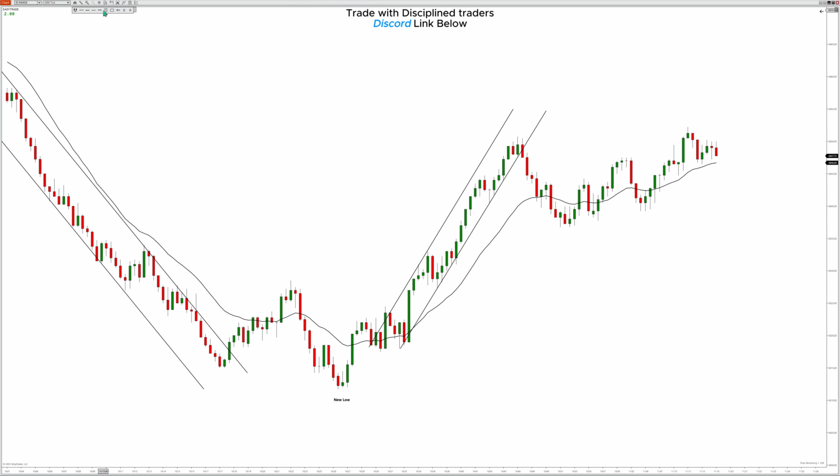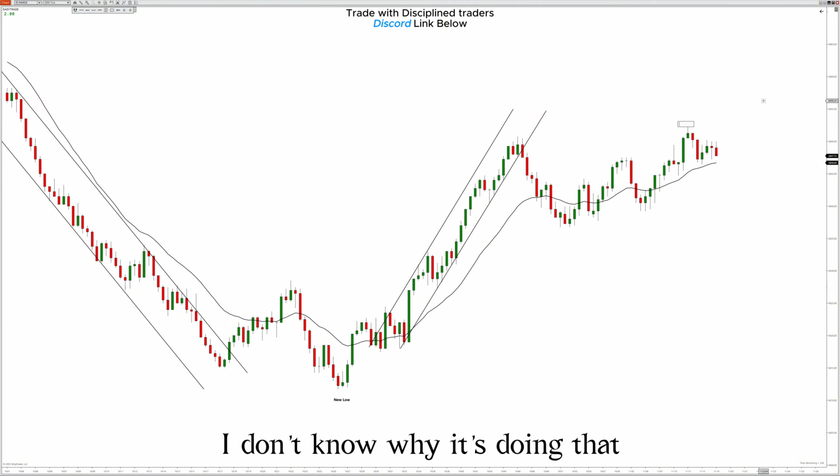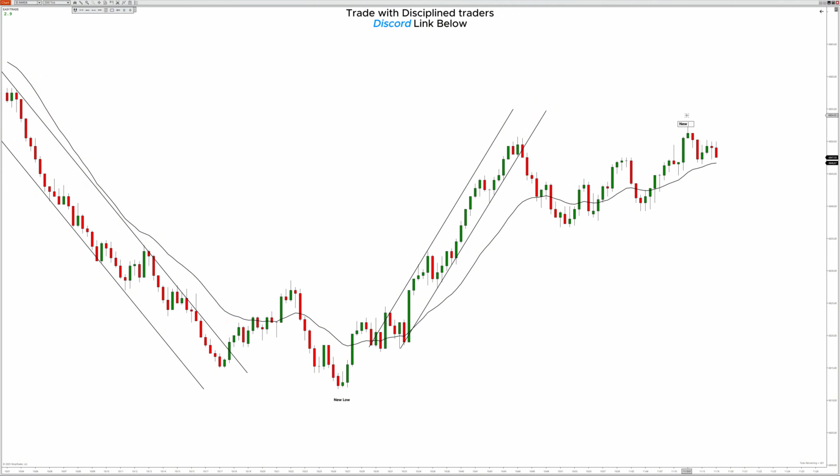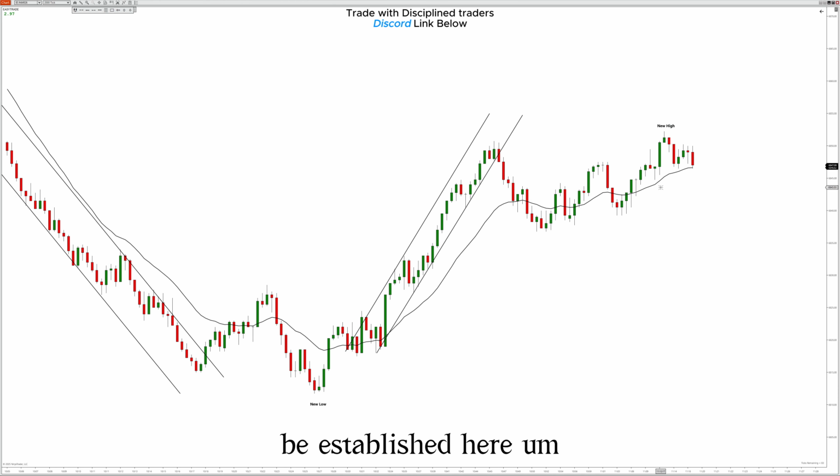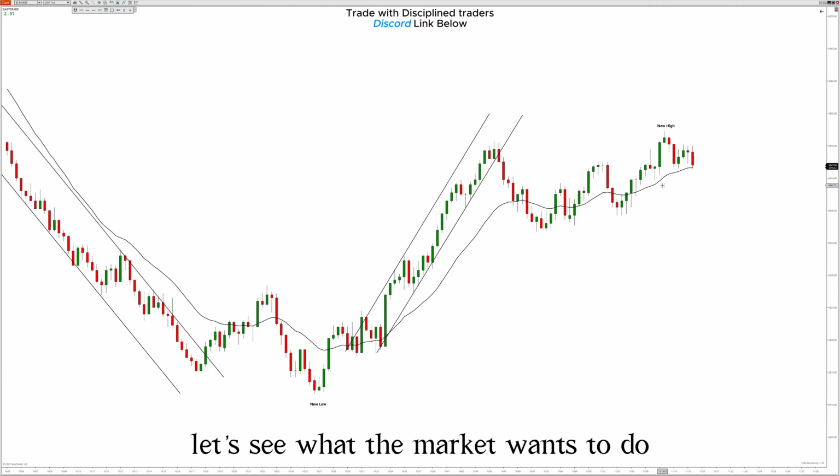I don't know why it's doing that. There we go. Yeah, so we're back to waiting again. We want to see a new market structure be established here. Let's see what the market wants to do.